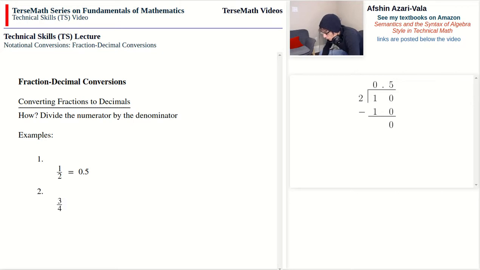Okay, problem number 2, 3/4, and again this is one of the ones that you should know by heart. You shouldn't have to really do a long division to figure out that 3/4 is 0.75. But again, to get some practice, let's take a look at the division. So we divide 3 by 4 now. 4 into 3 goes 0 times. Now we put the decimal point, add a 0. 4 into 30, 7 times. 7 times 4 is 28. Subtract.